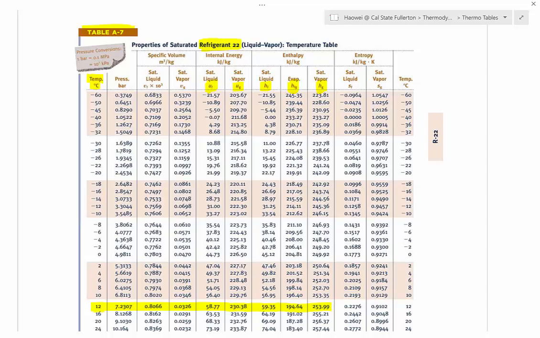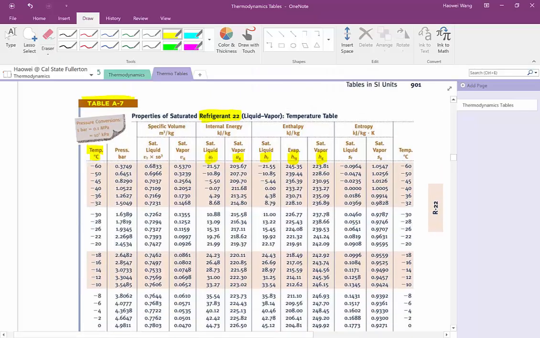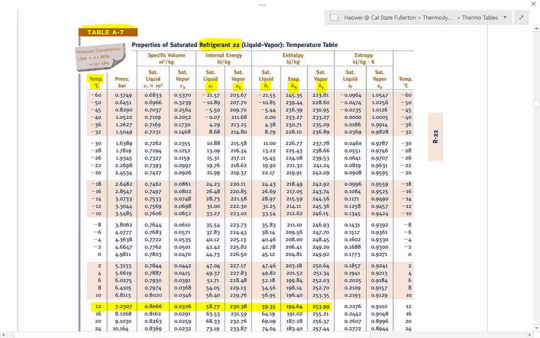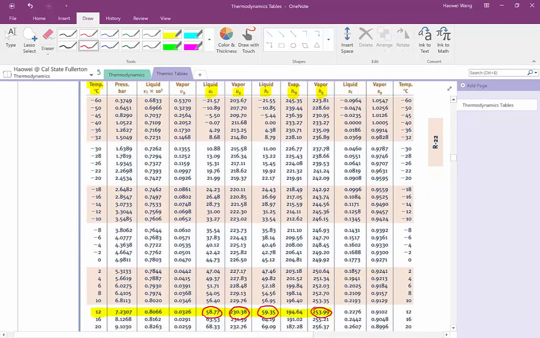All right, so now what we can do is we can write down all those properties. That's what I usually do. Okay, so now, for example, what can we write down? For this example, it seems like we're not dealing with v. So what we probably need is uf, which is 58.77. We can also write down ug, 230.38. And at the same time, we can also write down hf, 59.35. We can also write down hg, 253.99.